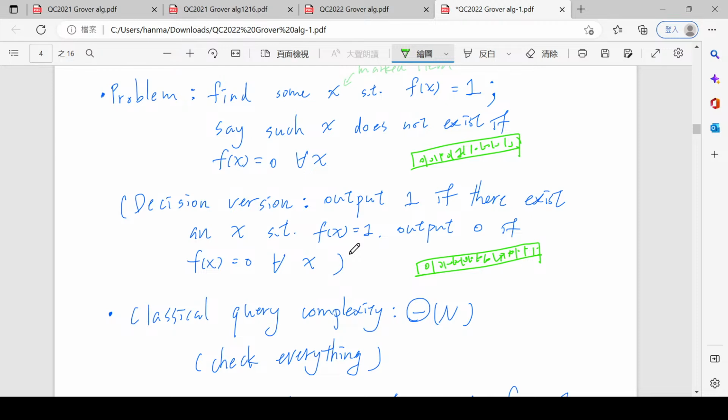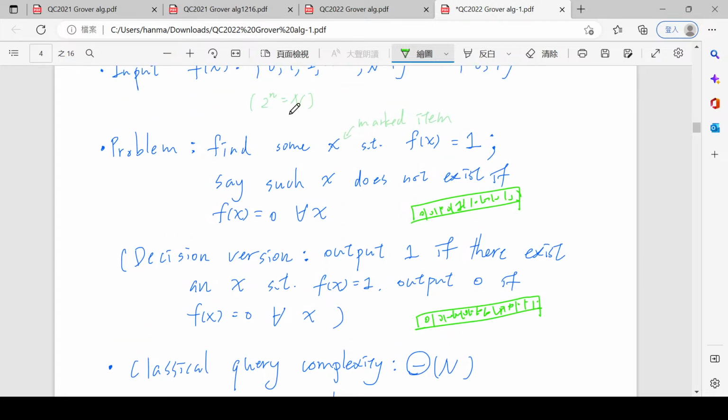And you can also see that the decision version is easier than the search version, because if you can solve the search version, you can solve the decision version. When you output some x, then you know you should output 1 here. And if you don't output x, you output 0 here. So that's decision and search.